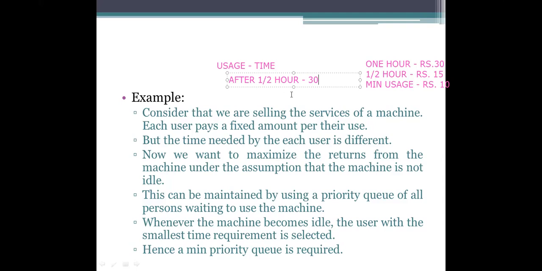If it is clearly mentioned, then there is no problem. So here the problem arises: we have a fixed amount per use. Let us assume I didn't mention whatever is specified here. Usage cost, simply as specified, is 30 rupees.